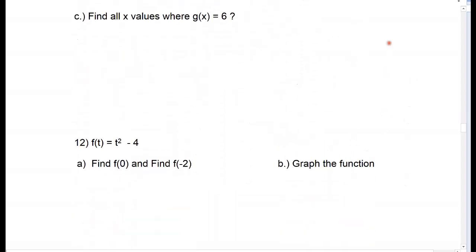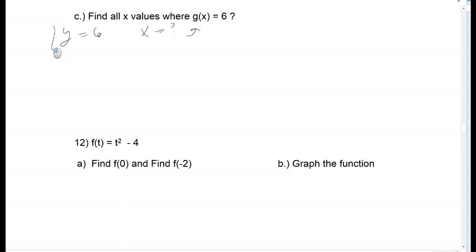Alright, the harder case is when I'm asked for the x values. I know I want the y value 6. What are the x values that I plugged in to find 6? Again, there is a by hand method. We aren't going to solve using the by hand method. We're going to solve using the calculator method.